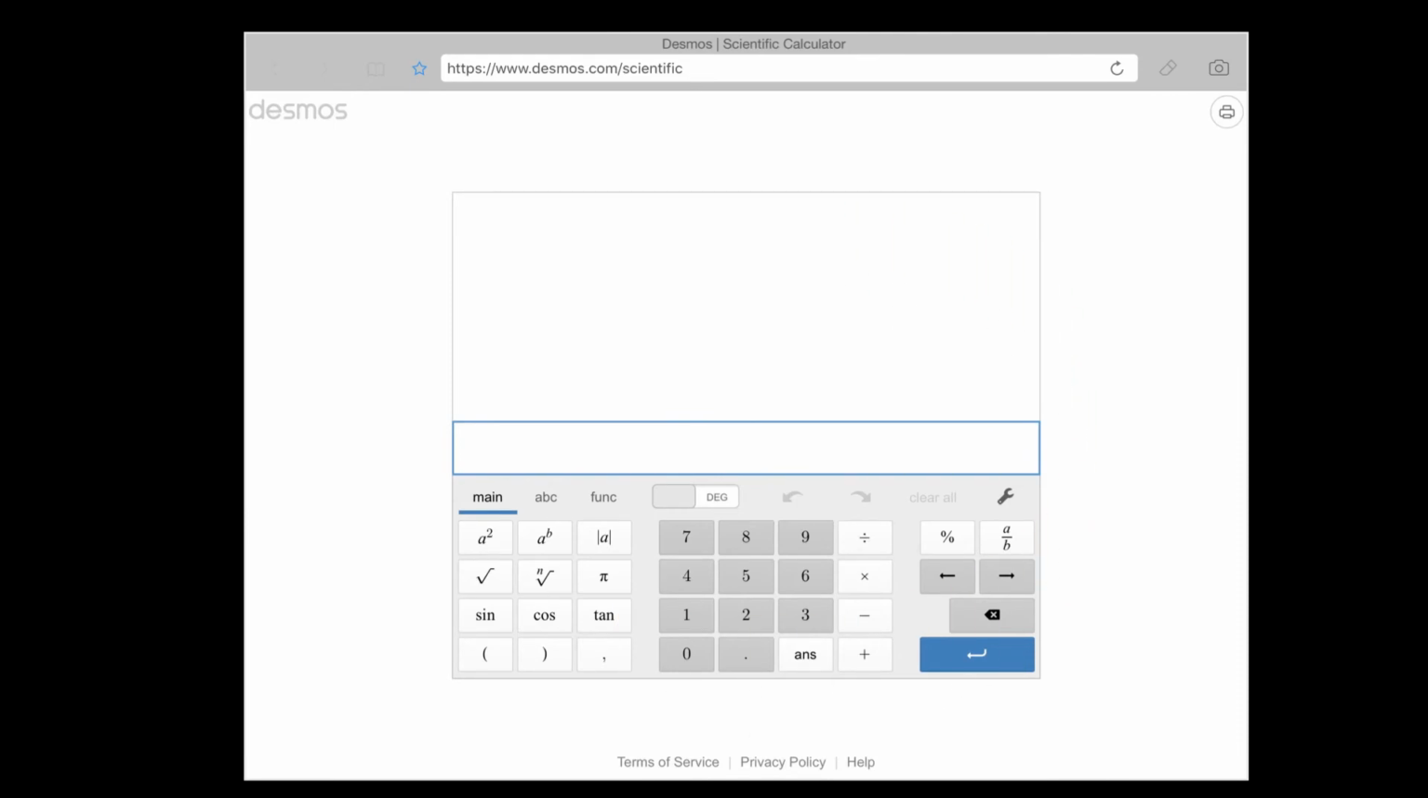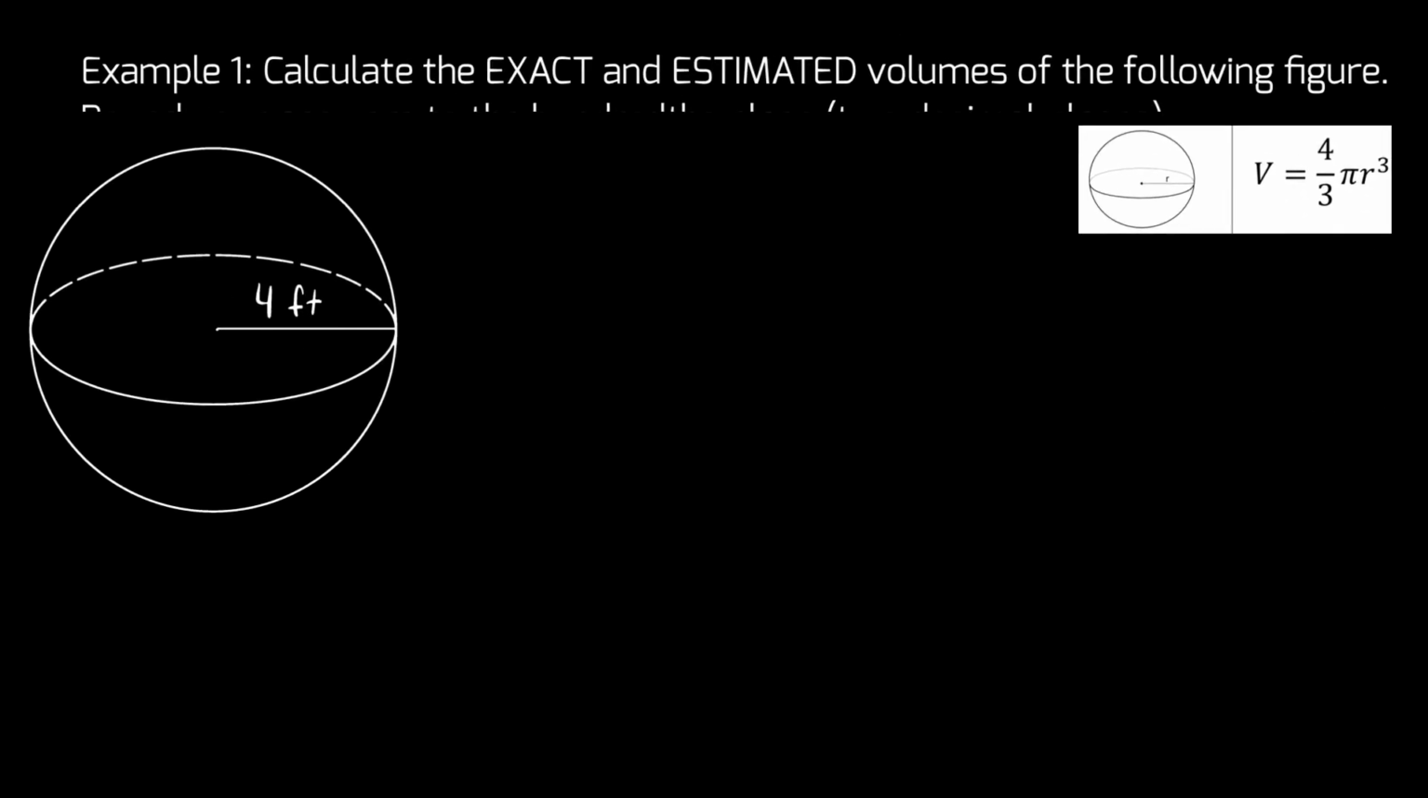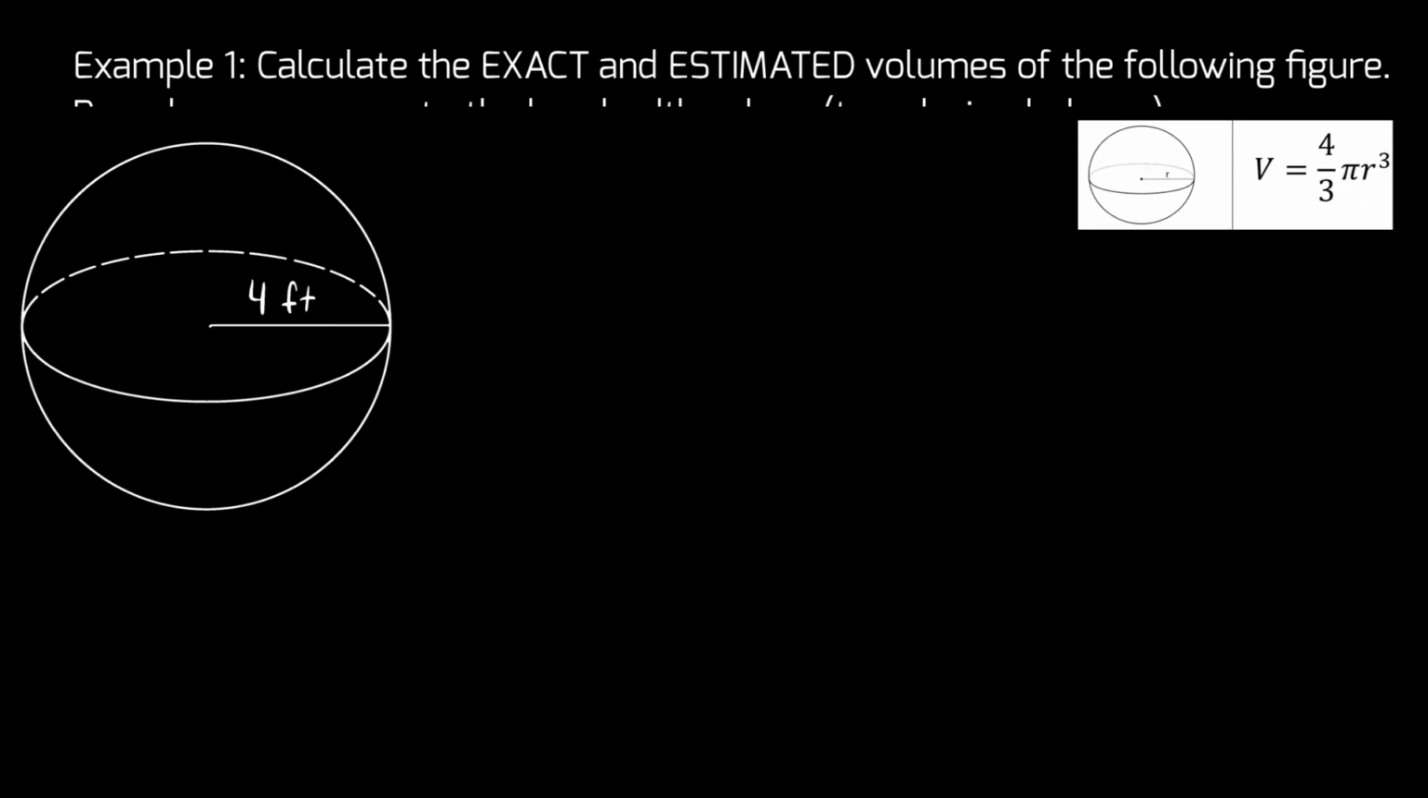Okay, the first problem that we're going to look at is this one right here. Example 1. It says calculate the exact and estimated volumes of the following figure. Round your answers to the hundredths place or 2 decimal places. Okay, so the formula for the volume of a sphere is V equals 4/3 pi r cubed.